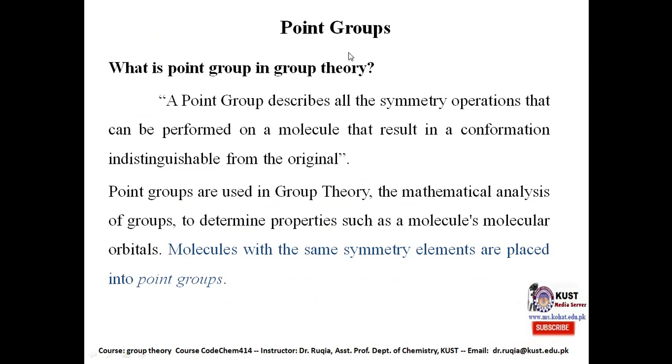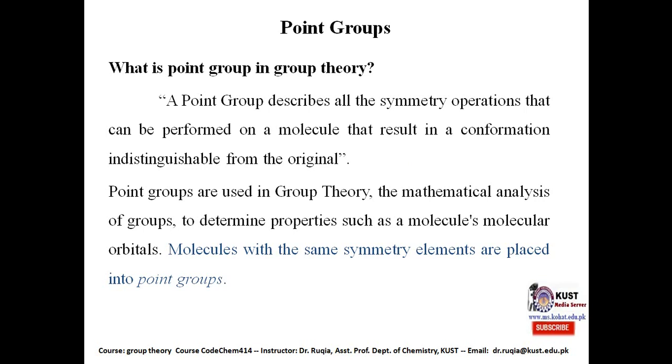Now we are coming towards the point group. What is the point group in group theory? A point group describes all the symmetry operations that can be performed on a molecule and that result in a conformation indistinguishable from the original conformation. It means that we look at how the molecule looks, and then we apply some symmetry elements, but after applying this symmetry element, the molecule appears as it was. So there is no change in the molecule after applying the symmetry element.